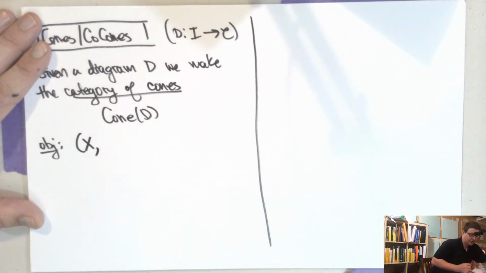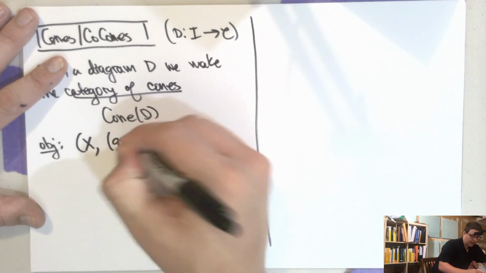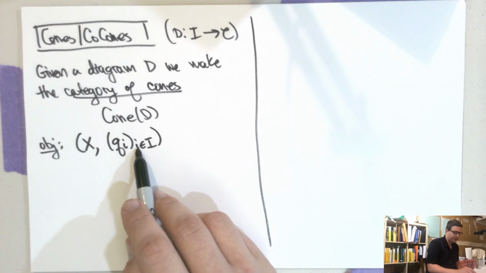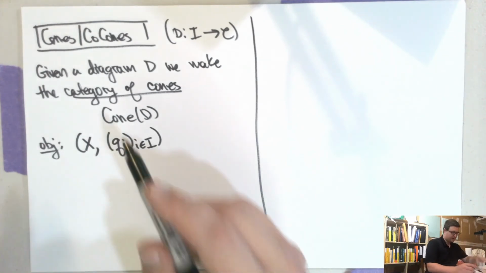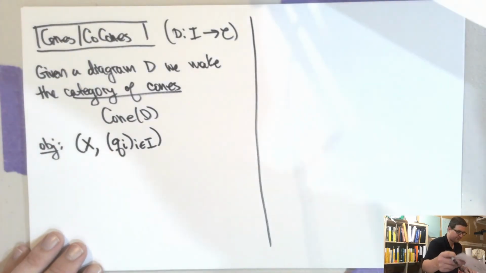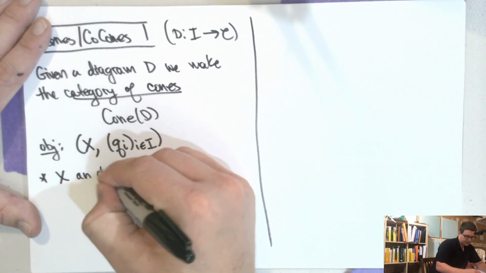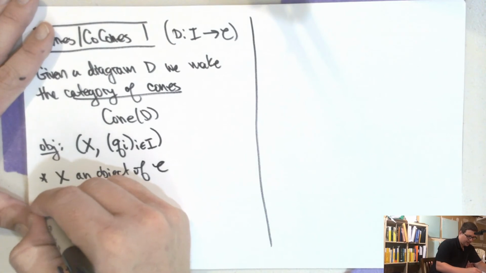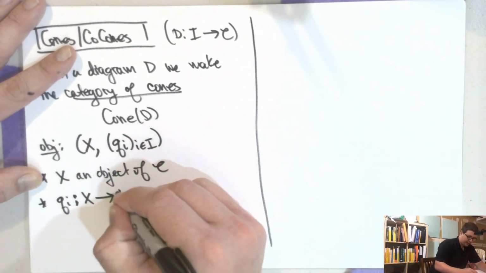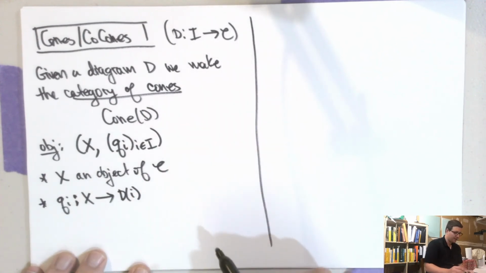And then there are a bunch of morphisms, so they are a collection of maps. Let's call them Qi, for little i in I. I'm writing the index category; I called this I subscript i before, but I'm just going to write the index like that. So this little i corresponds to a single Roman I here. X is an object of the category C, and Qi is a map from X to D of i. This is the image of the functor D from I to C.